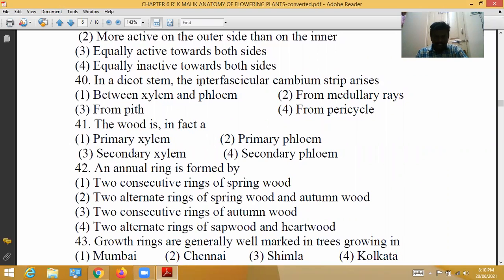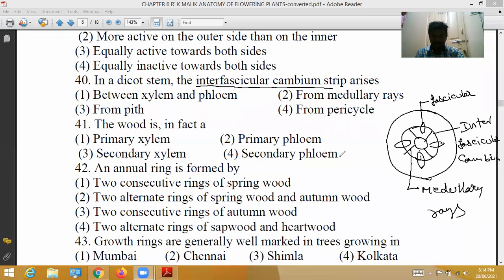Fortieth bit. In dicot stems, the interfascicular cambium strip arises from, see, actually between xylem and phloem, from medullary rays, from pith, or from pericycle. So the interfascicular cambium strip is formed from which of the following options? Between xylem and phloem, interfascicular cambium does not arise. It arises from medullary rays.